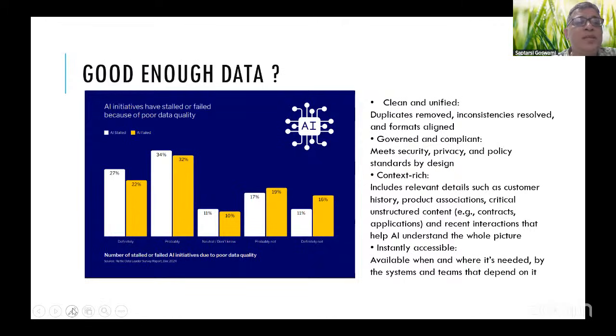This was a survey which tells why AI initiatives have stalled or failed because of poor data quality. You can see it was a 2024 survey, not a very old one. About 27% of those whose AI projects stalled said definitely data quality was a reason. And these are just the other categorical responses: is it definitely, is it probably, is it neutral, and so forth.